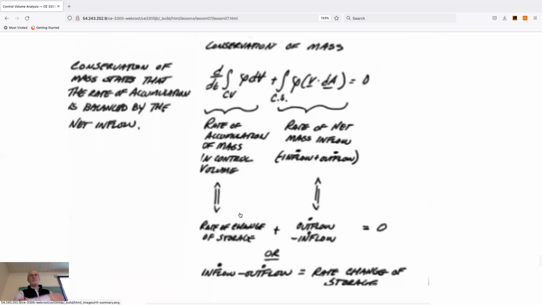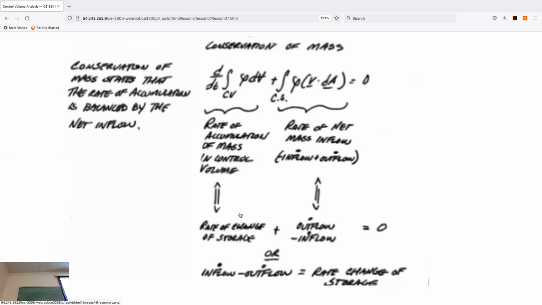And just an additional look at it, d/dt of the integral over the control volume of rho dV is simply an expression of the rate of accumulation of mass in the control volume. In other contexts, we might think of it as the rate of change in storage. And then the flux integral, the rate of net mass inflow minus inflow rate plus outflow rate, or outflow minus inflow, those things add together to 0, because that's what the system property is for mass.